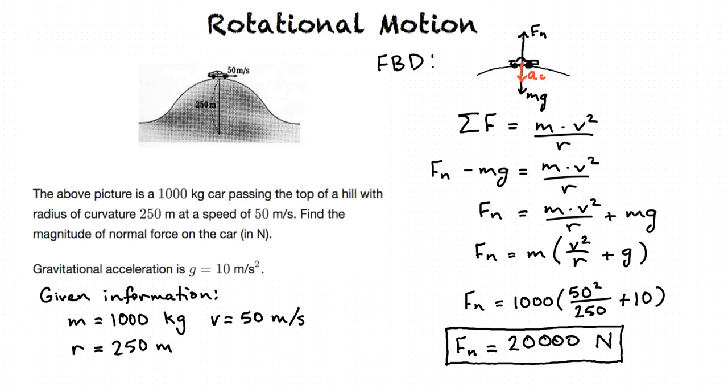So in summary for this topic, when an object is in rotational motion, it has a centripetal acceleration. Knowing that centripetal acceleration is equal to v squared over r, we can use it in a net force equation to analyze forces acting on the object in circular motion. Great summary. It sounds like you are ready to do some more practice problems on centripetal acceleration and to learn more about rotational motion.